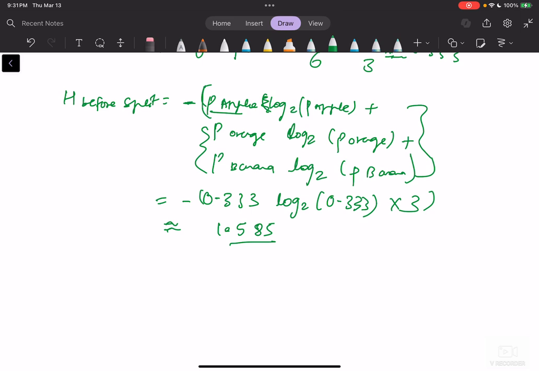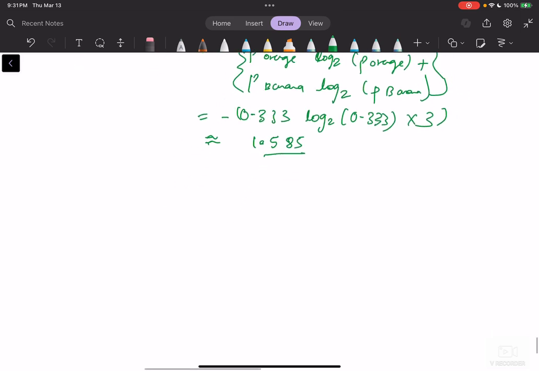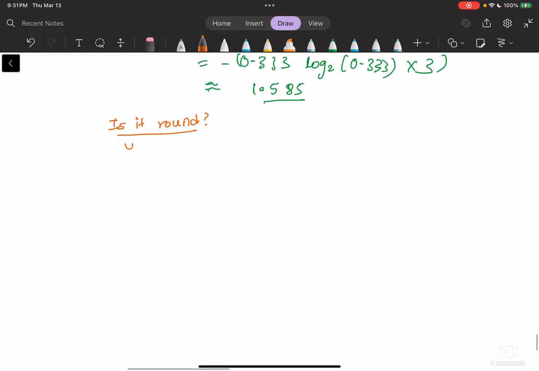Now what does entropy after the split look like? Suppose for splitting we're asking the question, is it round? When we ask is it round, then our yes group looks like apple, orange, 2 and 2, right? Because only apple and orange are round. Now what does the no group look like? The no group is our banana, just banana, nothing else is there. So that's our no group where it's just banana.